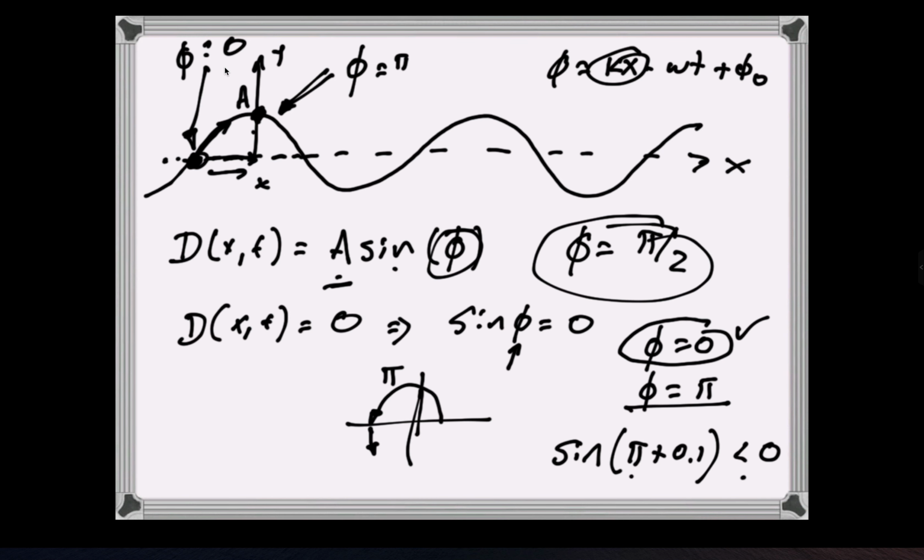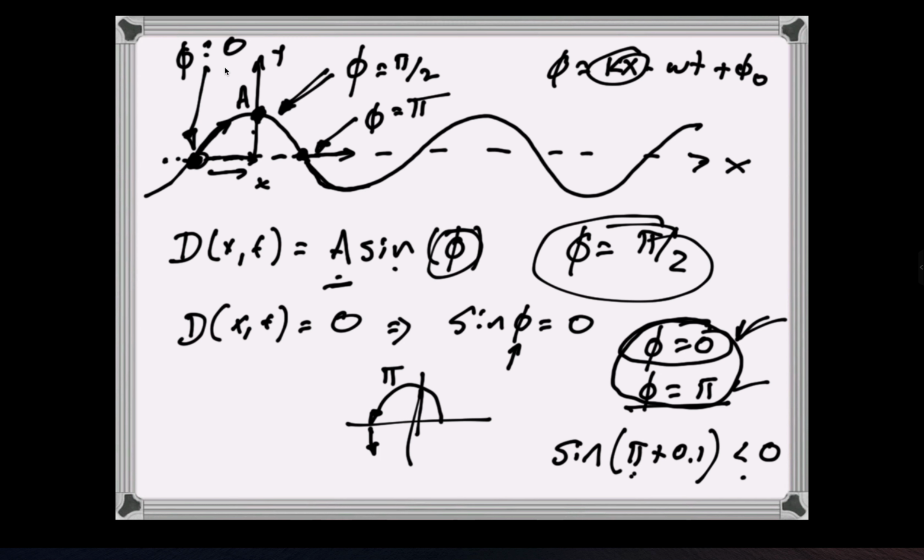If we continue to look at other points, for example this one, notice that here we have a point where the displacement is 0 again, and we said that at only 2 values of the phase the displacement could be 0. We already did phi equals 0. The other one is phi equal pi. So this point has a phase of pi. Again, that's consistent with what we just said, because as we increase the variable x to the right, the sine of pi plus something becomes negative, and that's exactly what the wave is doing. It's going down towards the negative y-axis.